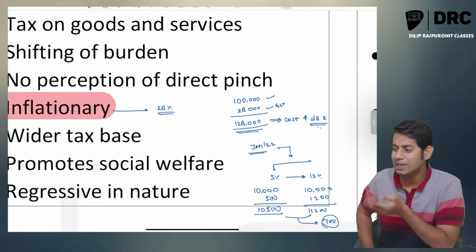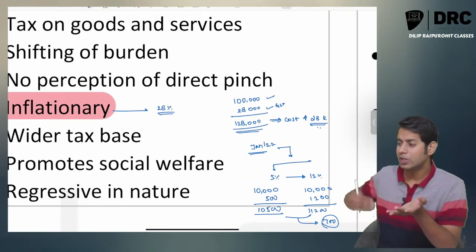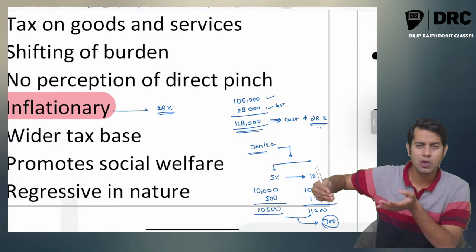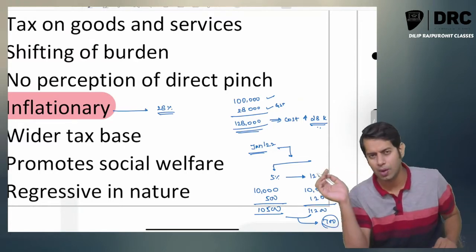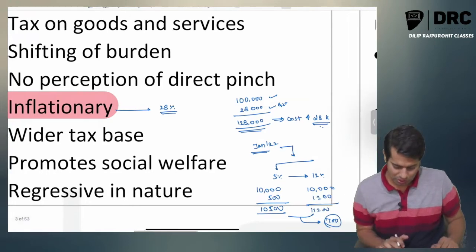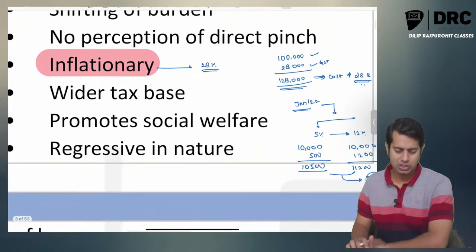Don't you think these indirect taxes are inflationary in nature? If the tax rate is more, the amount which you have to pay for that product will also increase. So the money which is going out of your pocket will also increase. So indirect taxes are inflationary in nature.